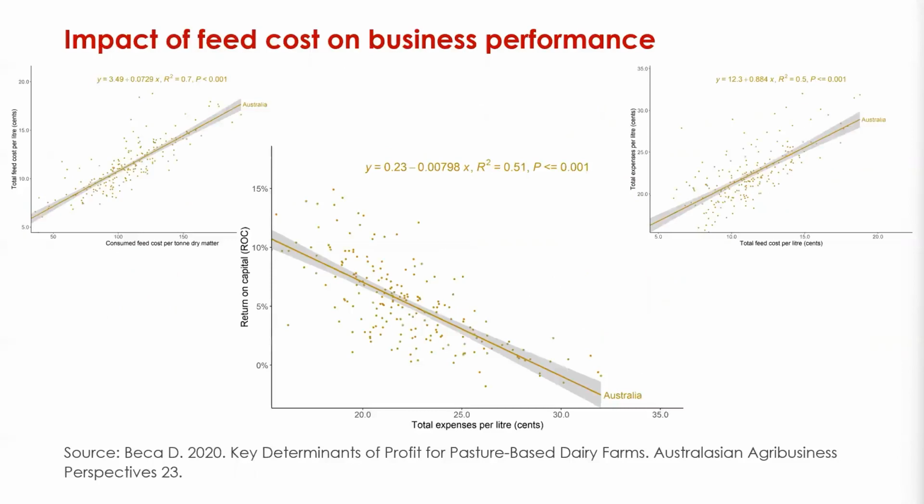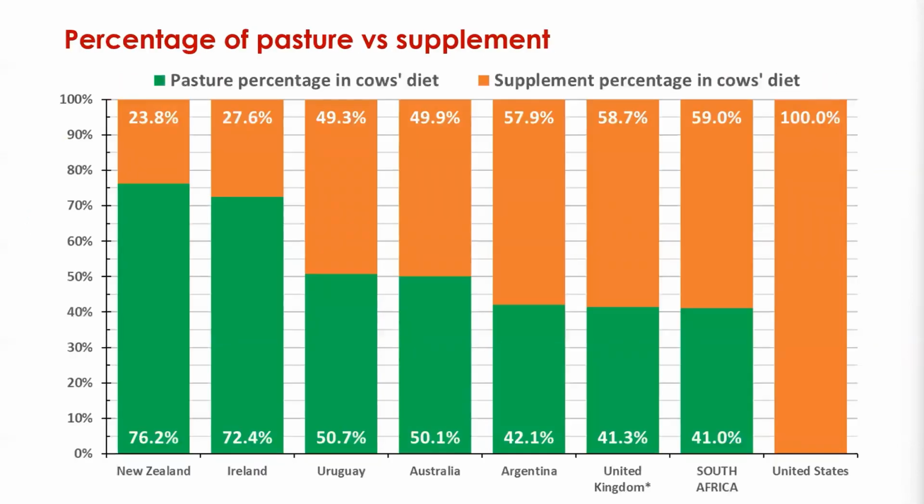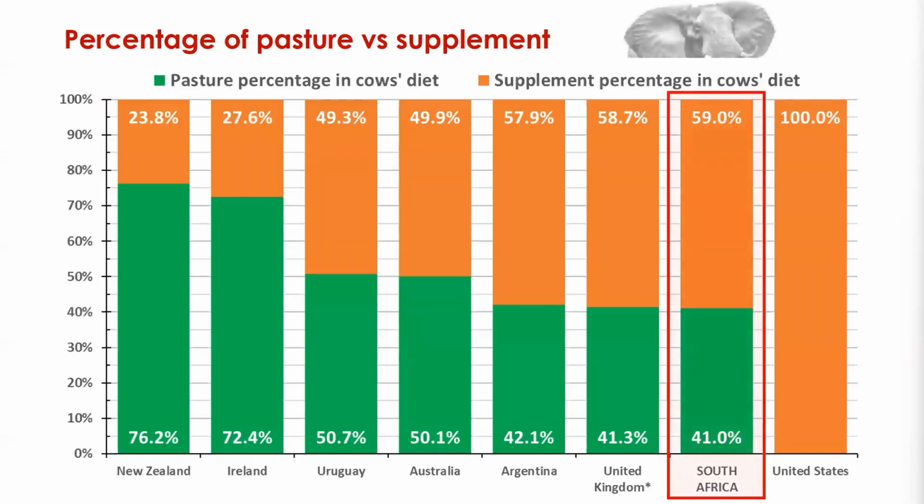The third graph has total operating expenses per litre on the horizontal axis and outlines its impact on profit as determined by return on capital. Again, the relationship is very strong, so the average cost of feed explains most of the variation in feed cost per litre. Feed cost per litre explains most of the variation in total expenses per litre, and total expenses per litre explains most of the variation in profit. As I outlined in the previous video, South Africa has a comparatively high percentage of supplement in the cow's diet, as this graph highlights, and this is resulting in the high feed cost per tonne dry matter and per litre.